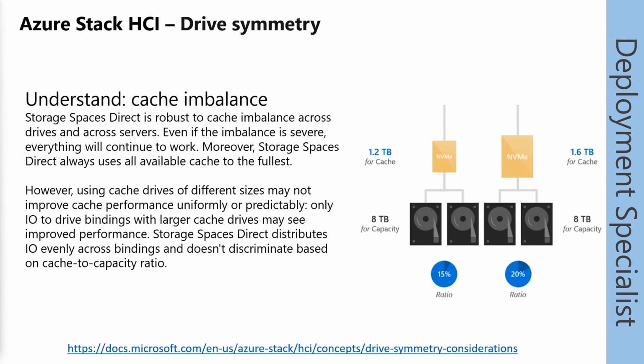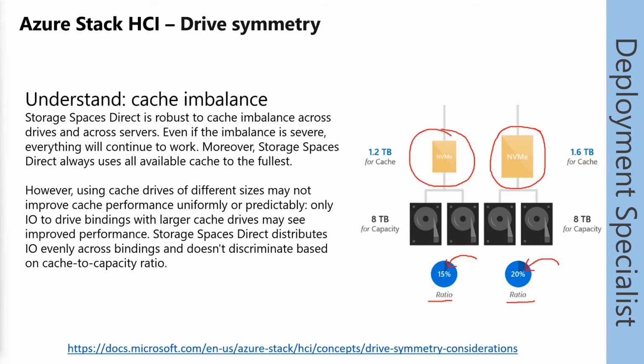If we use cache drives with different capacity, maybe because the cache drive on the right-hand side was replaced and the initial model was not available any longer, then we have to know that the ratio of the cache changes, and the ratio is very important. I mentioned this, 10% of the capacity drives have to be provided as cache drive capacity, and this is always to be ensured.